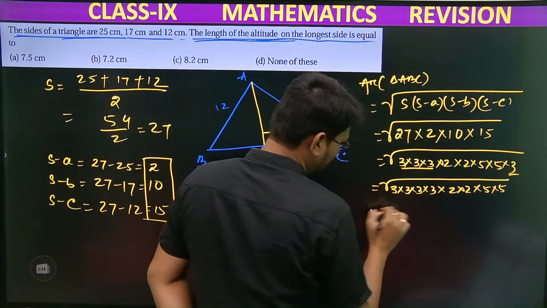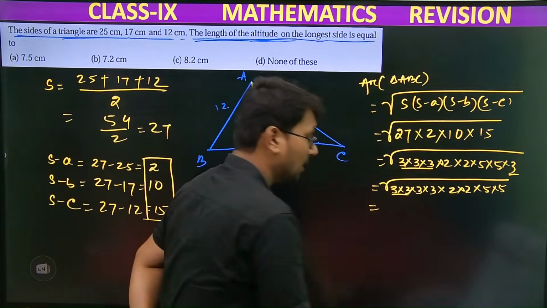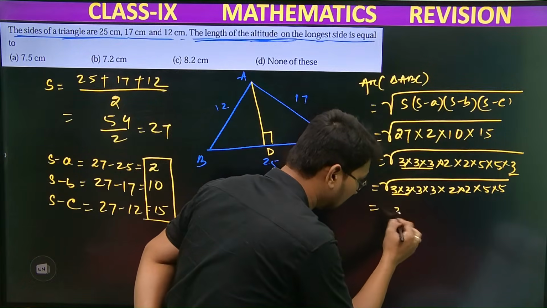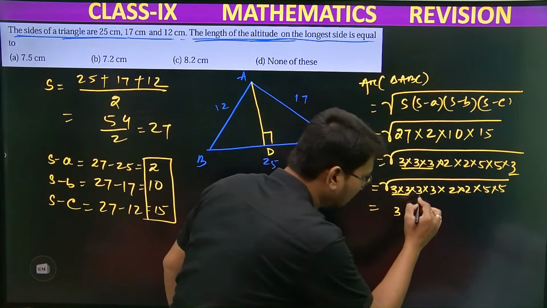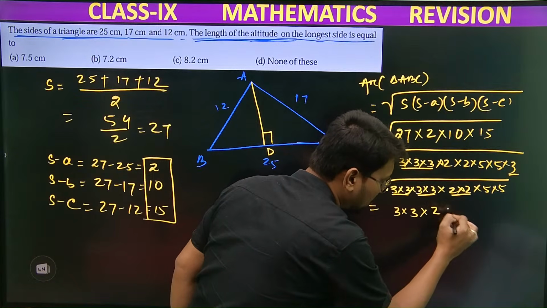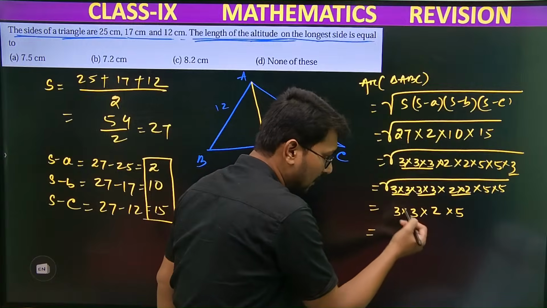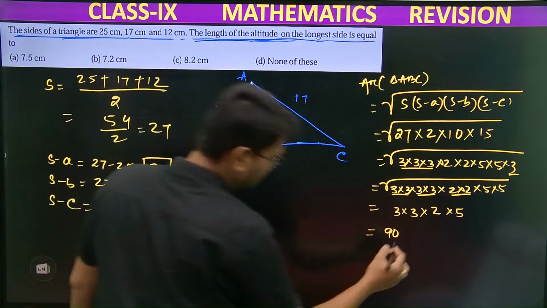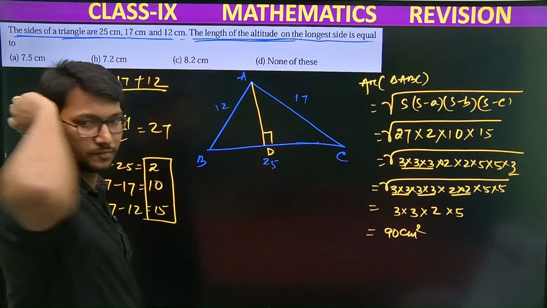It's a square root, and finding the square root means writing a single factor from a pair of equal factors. The square root of 3 into 3 is 3. Again the square root of 3 into 3 is 3. The square root of 2 into 2 is 2. The square root of 5 into 5 is 5. Hence the area is 3 into 3 into 2 into 5, which is 10 into 9, that is 90 centimeter square. This is the area of this triangle.